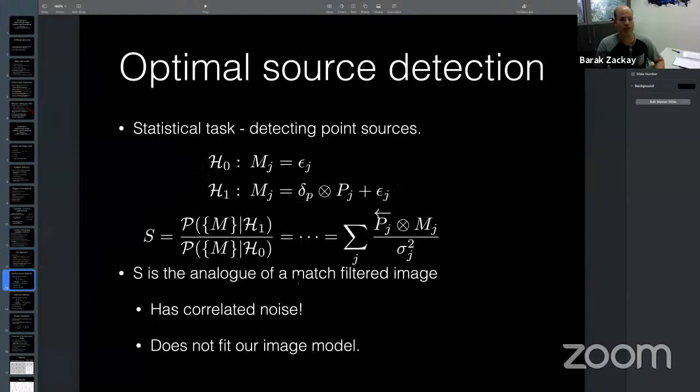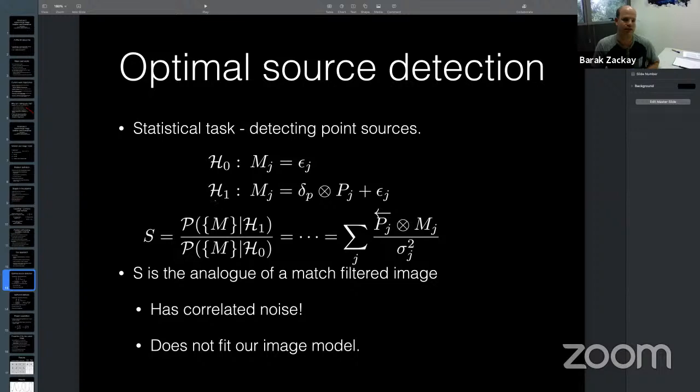So this is the approach. Optimal source detection. The statistical task is to detect point sources. What do we want? We want to define what two different statistical models we are trying to tell apart. One statistical model is that the image is literally 0 plus noise.